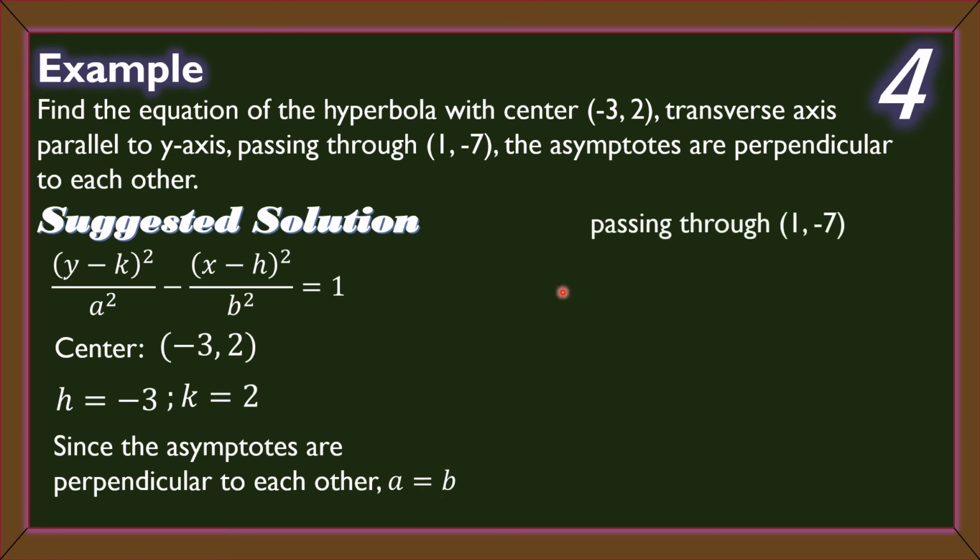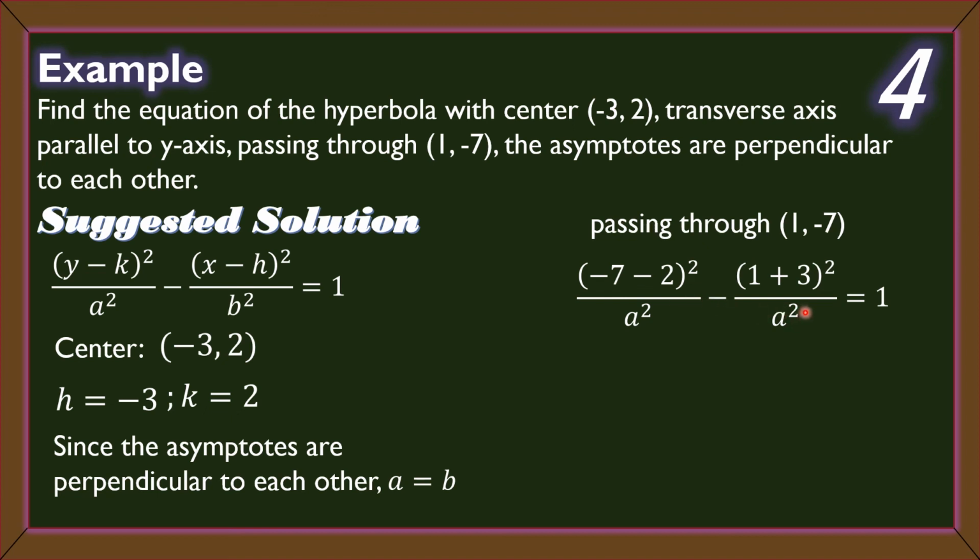Also, the hyperbola passes through the point (1, -7). Then, substituting x equals 1, y equals -7, h equals -3, and k equals 2. Also, substituting a equals b, we will have the equation (-7 - 2)^2/a^2 - (1 + 3)^2/a^2 = 1. And from here, we will be able to get the value of a squared.